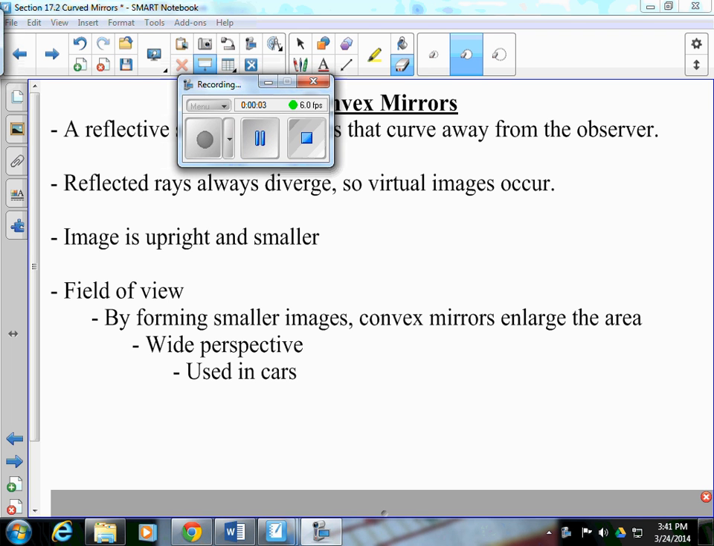All right, we are continuing Chapter 17, Section 2. This is lecture part 2 of 2. Part 1 was on concave mirrors. Part 2 is going to be on convex mirrors.